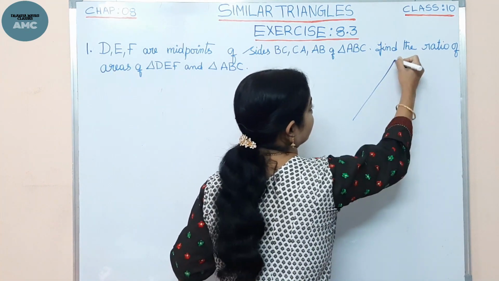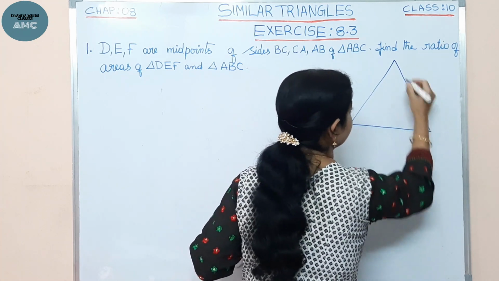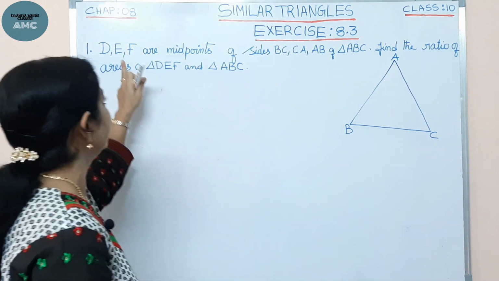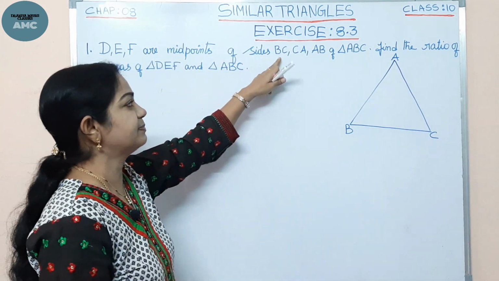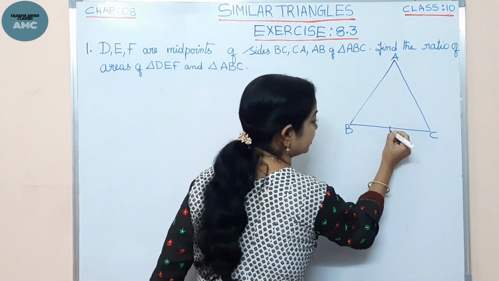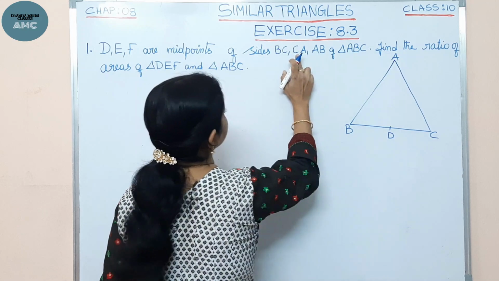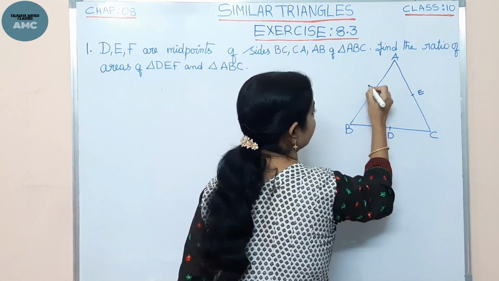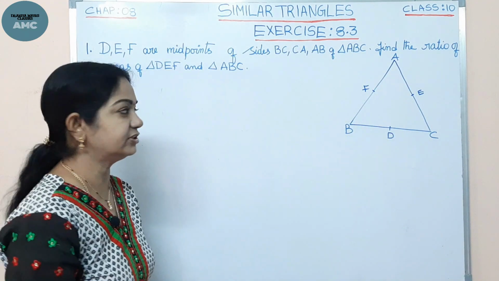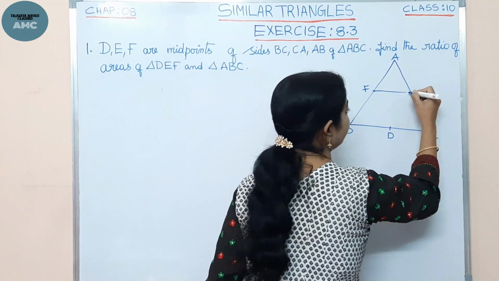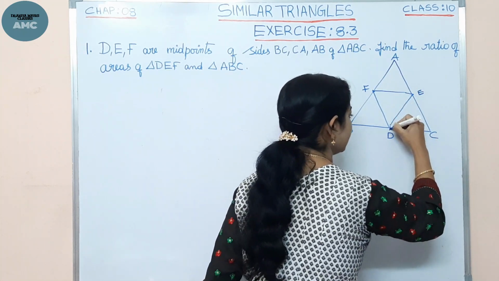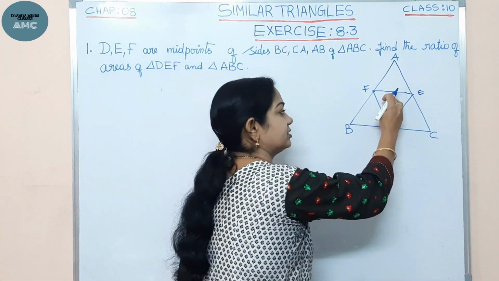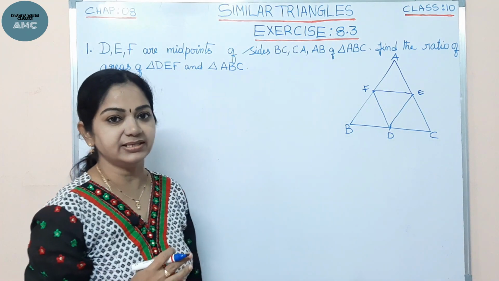Let us draw first triangle ABC. Now what is given in the problem is that D, E, F are midpoints of the sides. On BC, D is the midpoint here, and on CA, it is E, and this is F. These are the midpoints of the sides of the triangle. Now we will join these midpoints, and we get a smaller triangle here. We have to find the ratio of this smaller triangle to the bigger triangle, that is ABC.